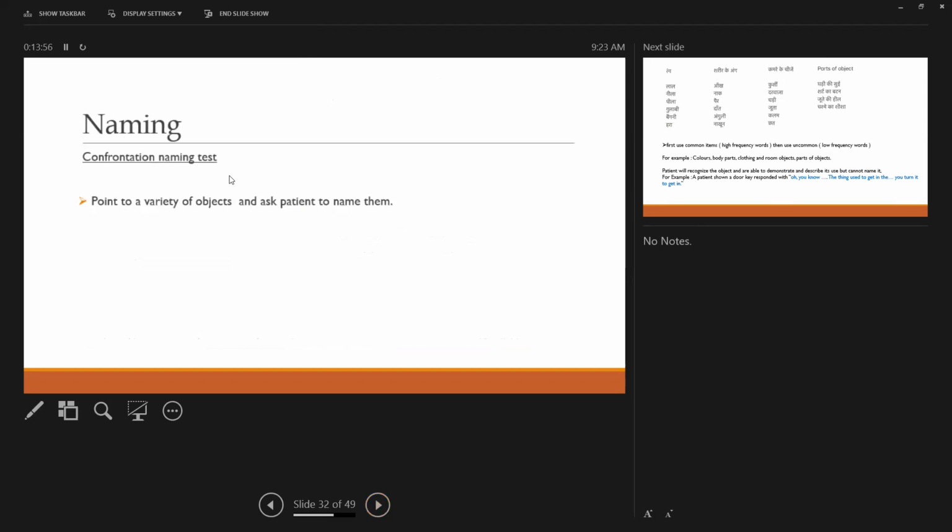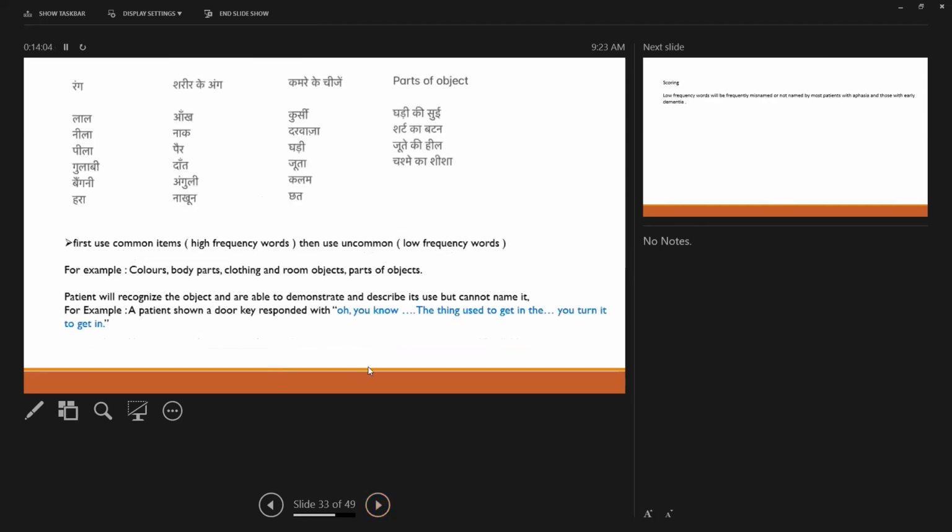Naming. In naming, we will do a confrontation naming test. We will point to a variety of objects and ask the patient to name them. We will start from simple items, for example, from colors, then parts of the body, then things in the room, and then parts of an object. First, we will use common items, high frequency items which we use daily, and then we will use some uncommon items, low frequency items.